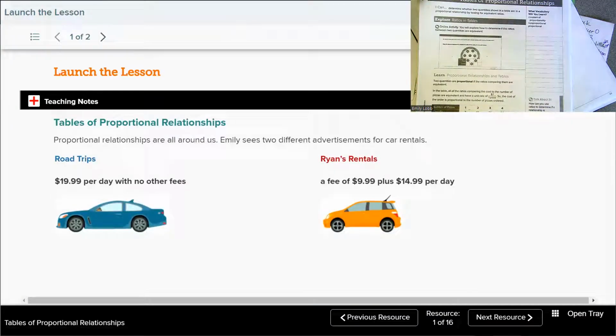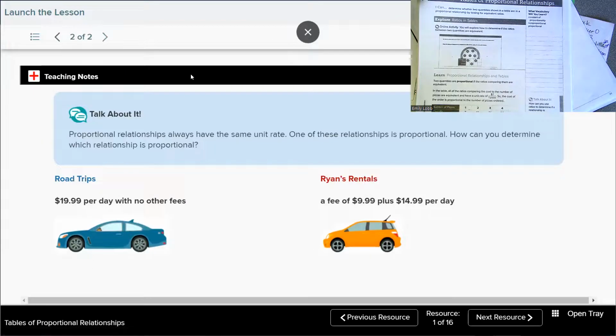Okay, so proportional relationships are all around us. Emily sees 2 different advertisements for car rentals. Road Trips is $19.99 per day with no other fees. Ryan's Rentals is a fee of $9.99 plus $14.99 per day. So one has an additional fee added to it, and one is just the per day. Interesting. Wonder what we're going to find out about those 2 things.